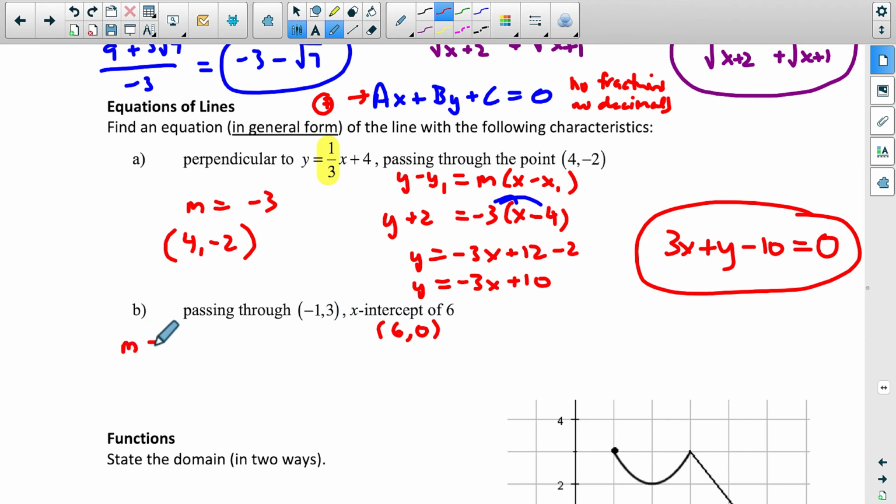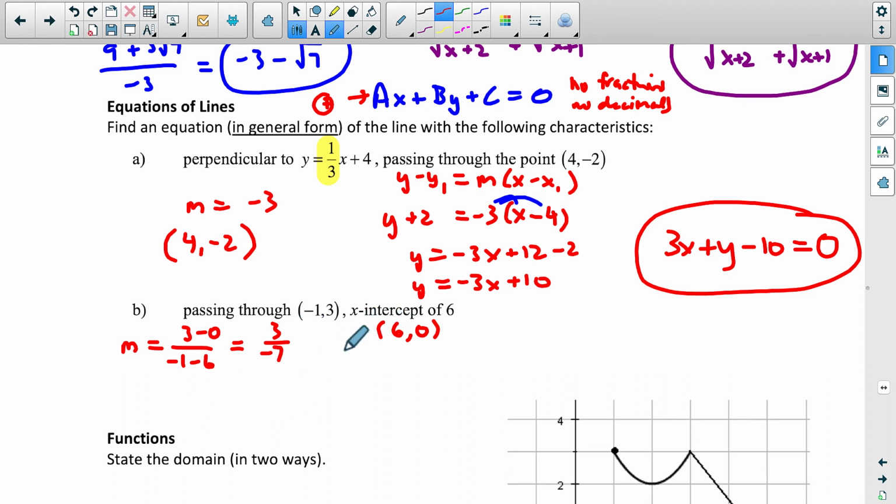How can we use this now? We can find the slope. Remember, slope is change in y divided by change of x. So let's get our change in y. Change of y would be 3 minus 0, and then negative 1 minus 6. So that's 3 over negative 7, or negative 3 over 7, basically.